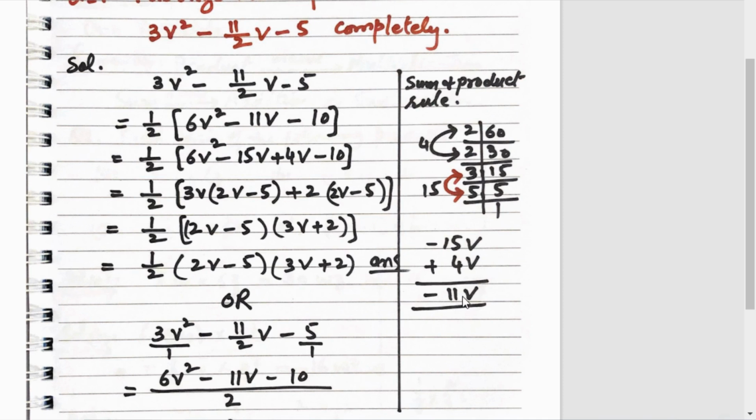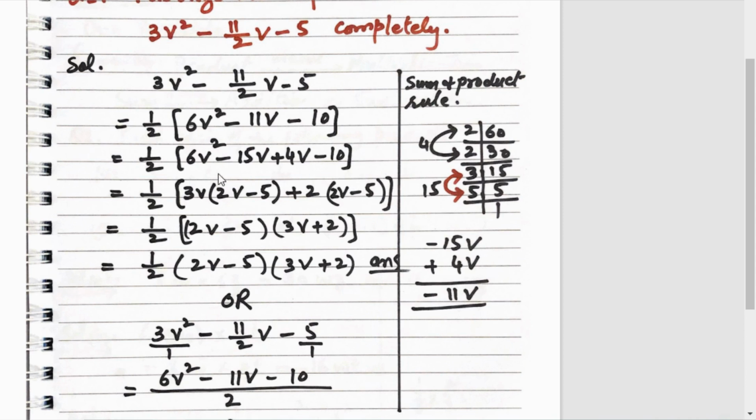Okay, now minus 11v means minus 15v plus 4v is the replacement of minus 11v. We can get back minus 11v from minus 15v and plus 4v. It means we can break minus 11v with the help of minus 15v plus 4v. Now you have 4 terms. There should be a big bracket around, so that you solve the whole question inside the brackets and keep this 1 by 2 side by side along the term.